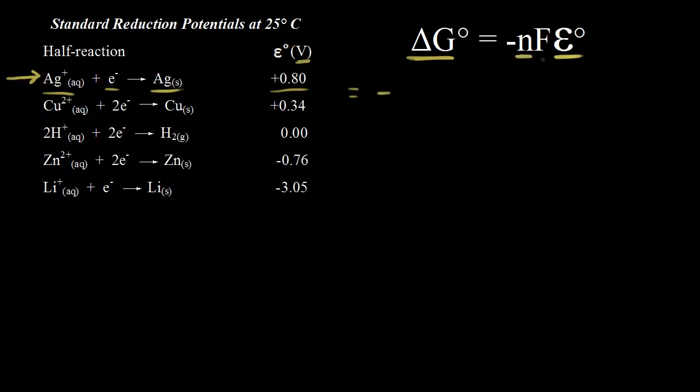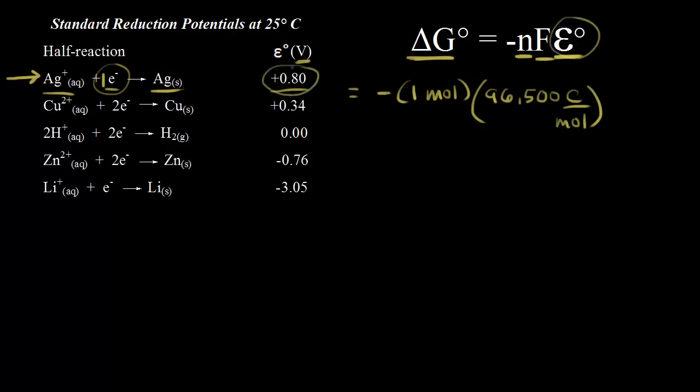Remember that n is the number of moles of electrons, and here we have 1 mole of electrons, so we plug that into our equation. Next we have F, which is Faraday's constant, and from an earlier video we know that's 96,500 coulombs per mole. So it's the charge of 1 mole of electrons. We need to multiply that by the voltage, which was 0.80. Instead of writing volts, I'm going to write joules per coulomb here so we can see our units cancel. So moles of electrons cancels out, coulombs cancels out, and so we should get our answer in terms of joules.